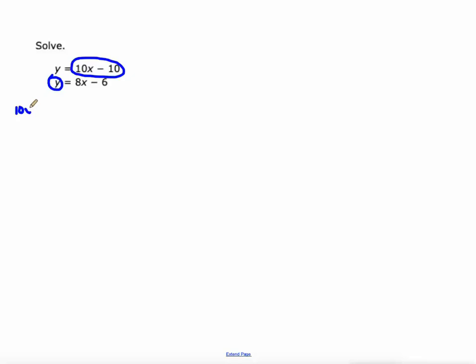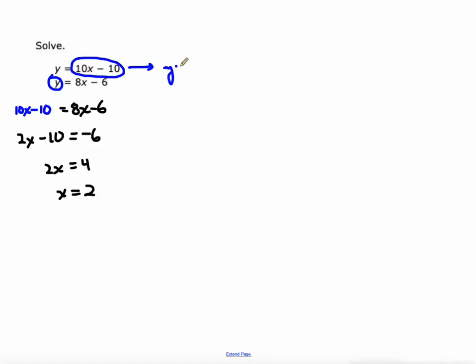So I'm going to replace that y on the bottom with 10x minus 10 since they're equal to each other. So that gives me this new equation that only has one variable in it, and I'm going to solve it for x by subtracting 8x from both sides, adding 10 to both sides, and then dividing both sides by 2. So now that we've got our x value, we can come back up to either equation. I'll choose this top one, and we can plug x in for 2, or substitute it.